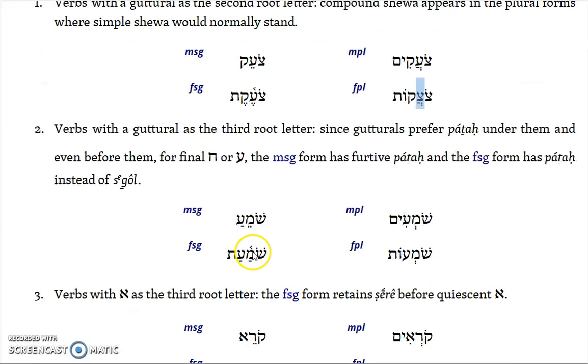If you have a guttural in the third position, with either an ayin or a chet, you will tend to get furtive patah in the masculine singular form. So you get shomea, because the ayin likes the A. The pattern is O, E. You're supposed to have an E here. But since the ayin prefers the A, it just grabs one. And so you get shomea. It also affects the feminine form. Normally you get a segol, but because of the guttural, it goes to patah. So it becomes shoma'at instead of shome'et. Otherwise, that particular form would be regular.